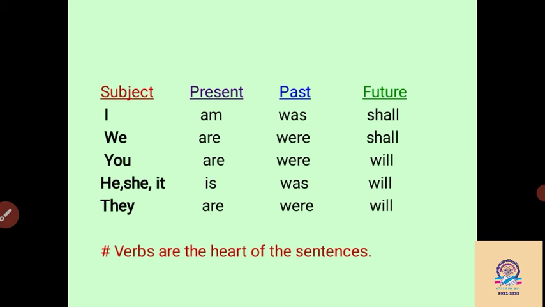The first is the main verb. The main verb shows the meaning or the sense of the sentence, what the subject is doing. And the second is the helping verb. The helping verb also helps us to know in which tense the sentence is. For the present tense we use is, am, are; for the past tense we use was and were as auxiliary verbs; and for the future tense we use shall and will. So I hope you understand the verbs better now.